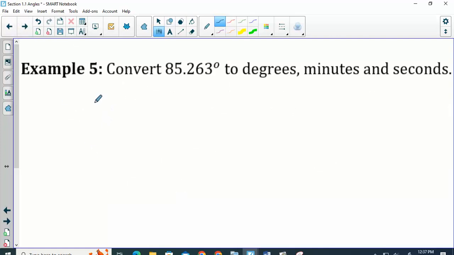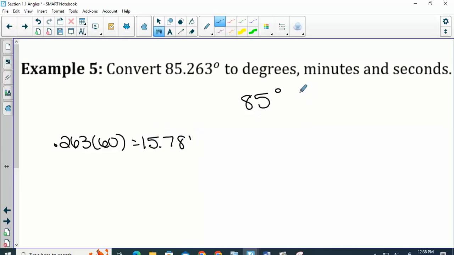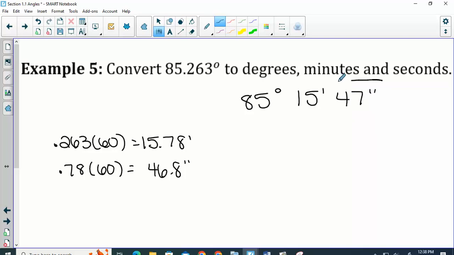So if we do this one, we have 85 degrees. To get the minutes we do 0.263 times 60. That's 15.78. So we're not rounding that yet. We're just saying that means we have 15 minutes. So then to get seconds, we take that decimal times 60. 46.8. And if I want to round that to the nearest second, what would I do? 47 seconds.